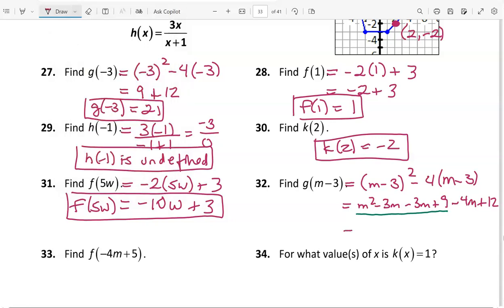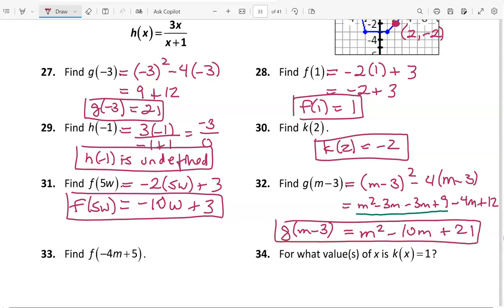Now we can combine all like terms together. We get m squared, minus 3m minus 3m and minus 4m combined to -10m, and 9 and 12 combined to 21. So g of m-3 is m squared minus 10m plus 21.